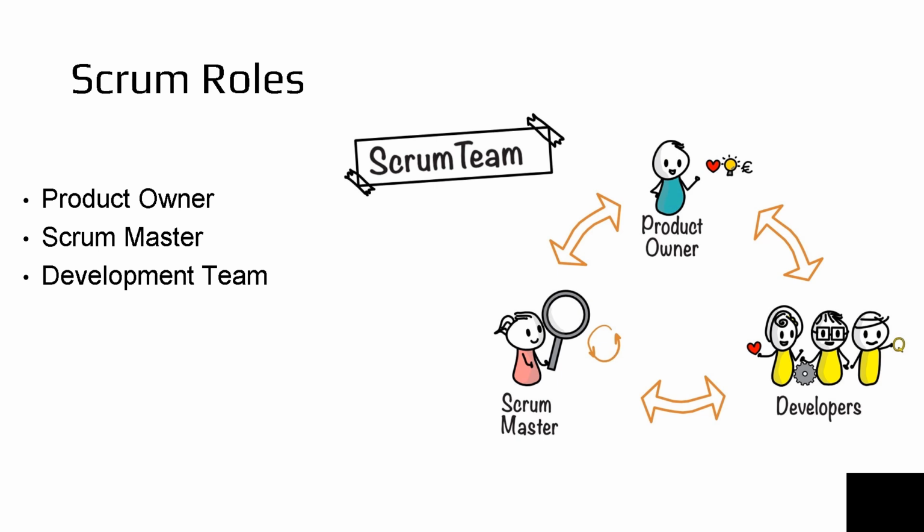Scrum roles. Scrum has 3 main roles: the product owner, the one who defines the priorities; the Scrum Master, the one who facilitates the Scrum process; and the development team, those who build the product.